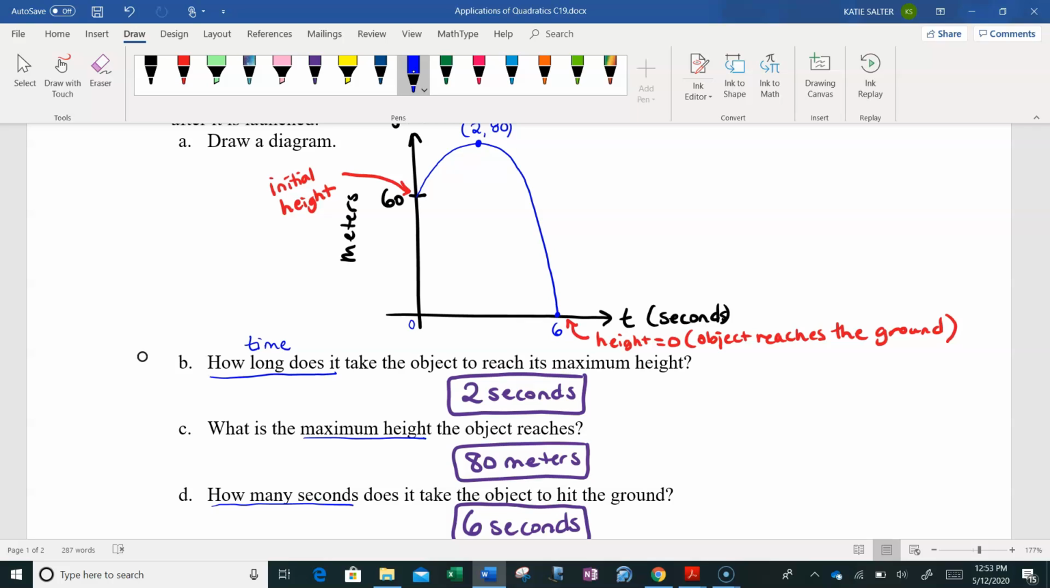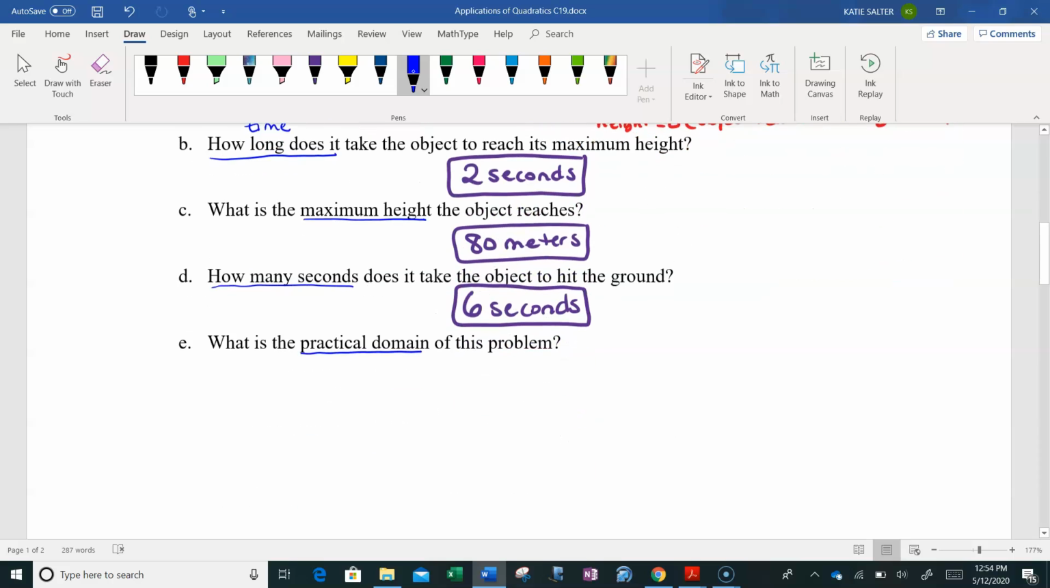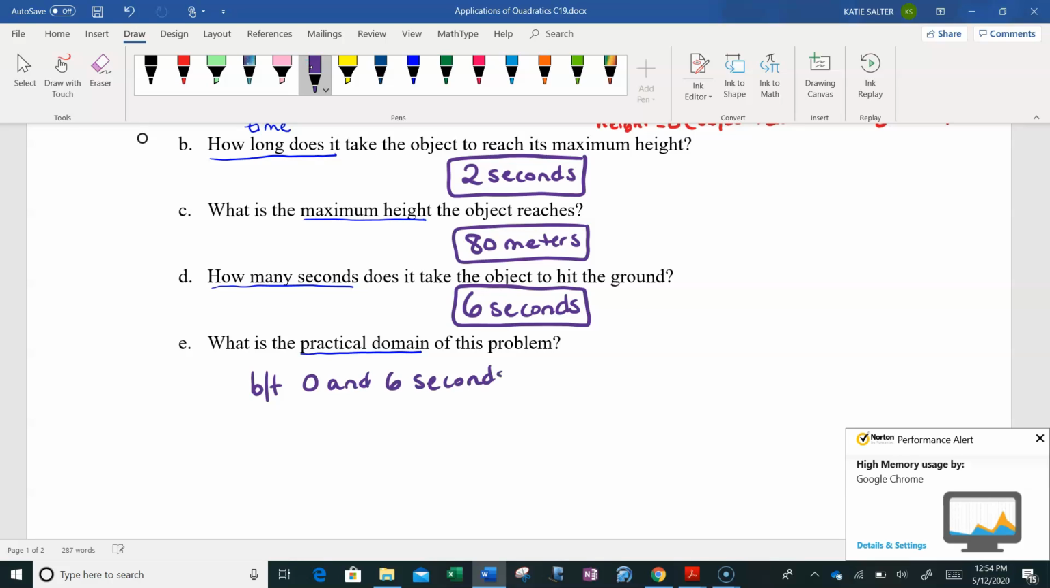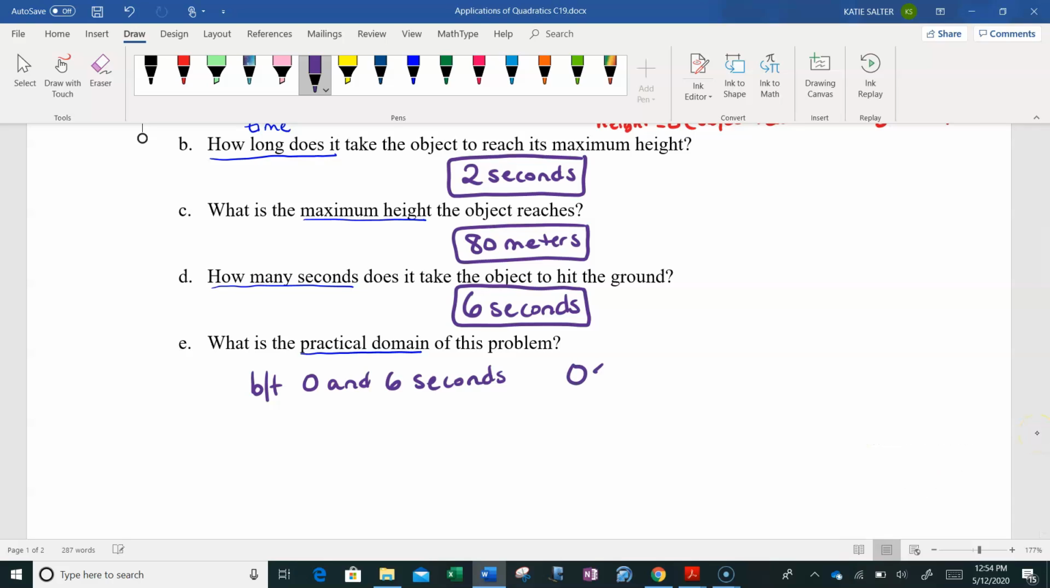The practical domain would be between 0 and 6 seconds. So if we wrote it in words, we would just write that. Between 0 and 6 seconds. If we wrote it mathematically, we would use that interval notation. 0 is less than or equal to t is less than or equal to 6.